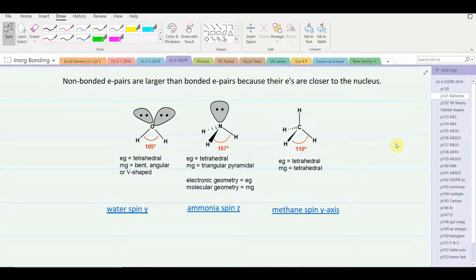We want to also consider valence bond theory. Page 132, please.